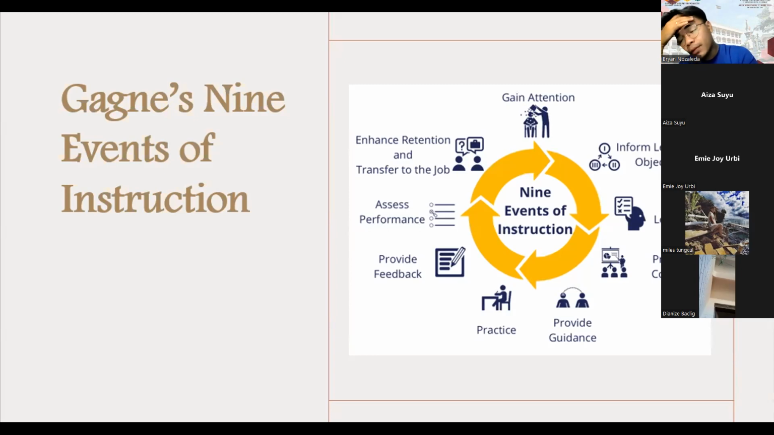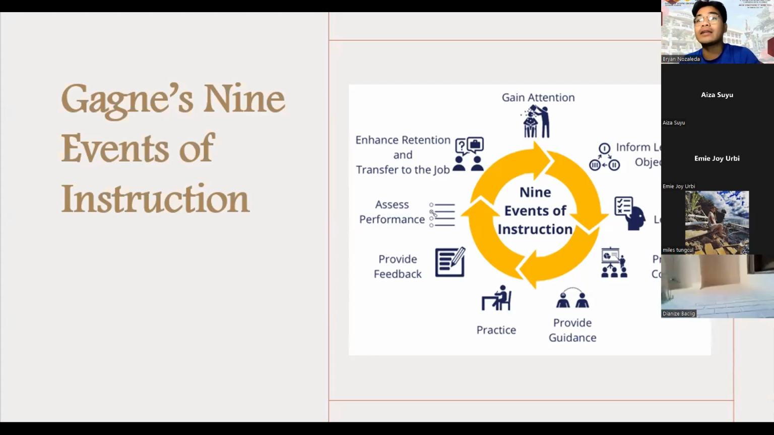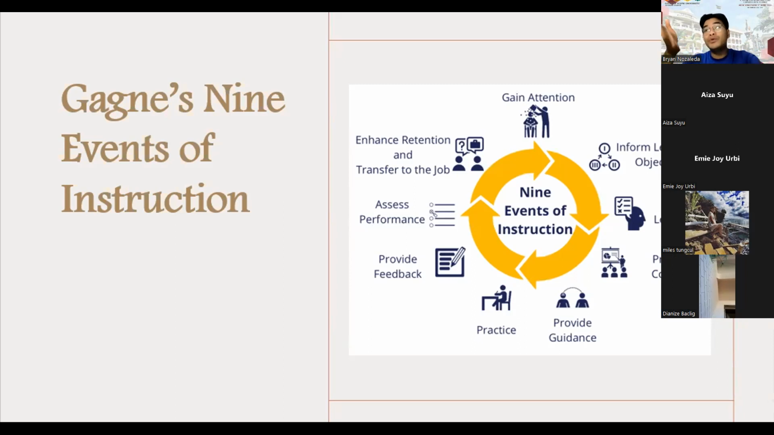So halimbawa, ang lesson natin ay mathematics, at ang topic ay Pythagorean theorem. So una, syempre, you gain attention from your learners. Okay, class, listen now. We'll be starting our lesson. And then everybody's attention is towards you. You now start presenting to them the objectives for today.